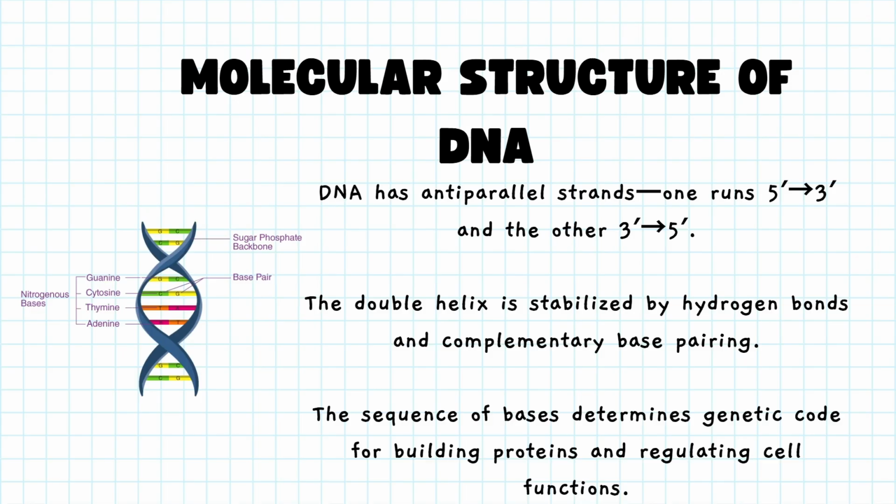DNA's two strands run in opposite directions: one 5' to 3', and the other 3' to 5'. The double helix stays stable thanks to hydrogen bonds and complementary base pairing. The order of bases is what actually stores your genetic code for building proteins.